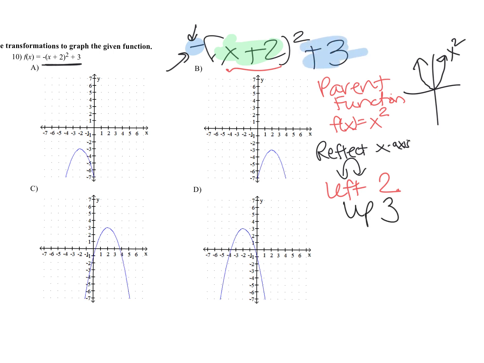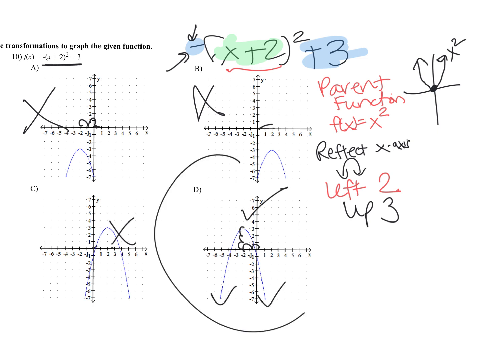Okay, so we're trying to find a graph where it usually starts at 0, 0, but instead we need to go to the left 2, we need to go up 3. All right, so I start here, I go to the left 2, 1, 2, but I didn't go up. Here I would go to the right, so it can't be that one. Here I would go to the right, so it can't be that one. This one, I go to the left 2, 1, 2, I go up 3, 1, 2, 3. Okay, that checks out, and it's also flipped over, right? So it's definitely D.